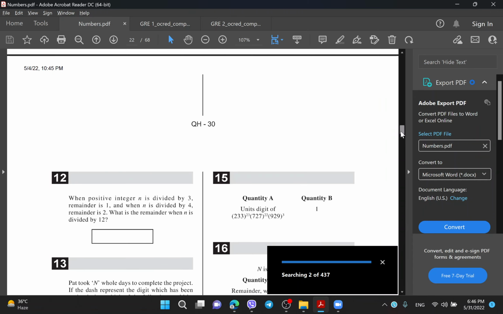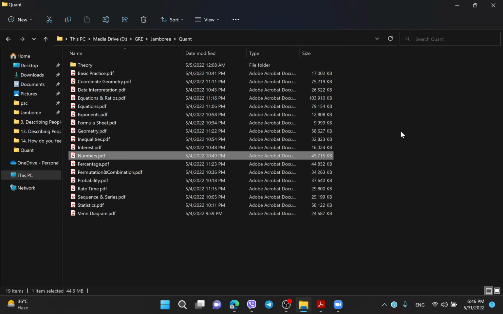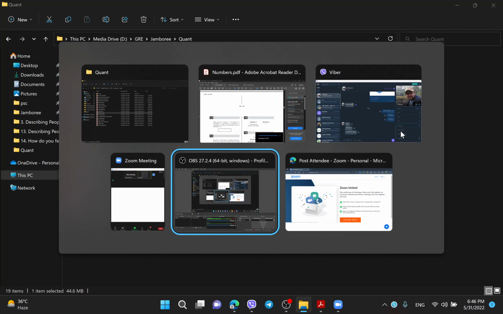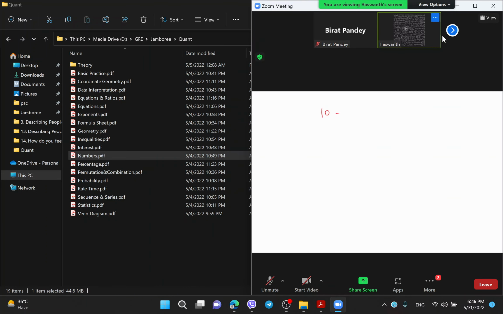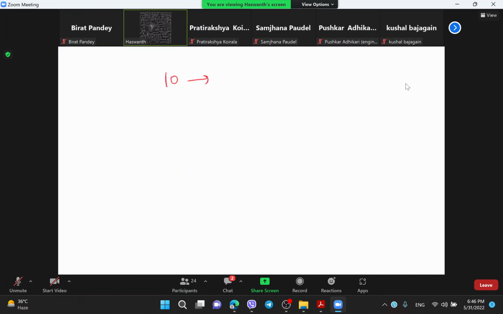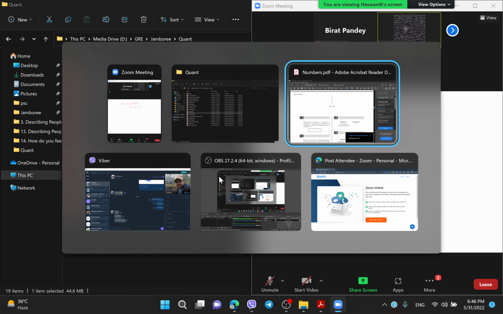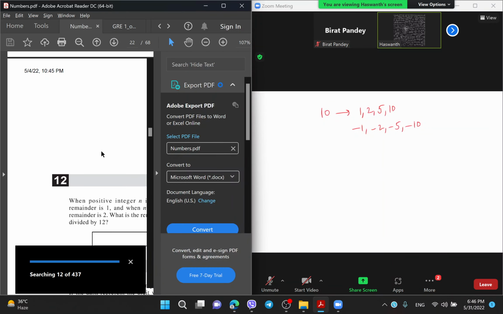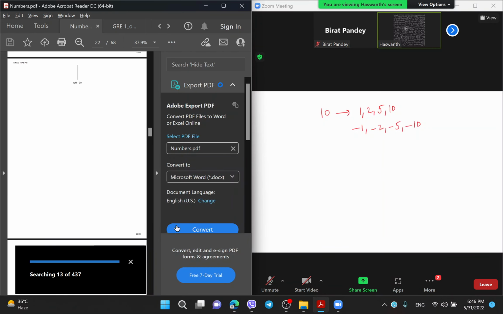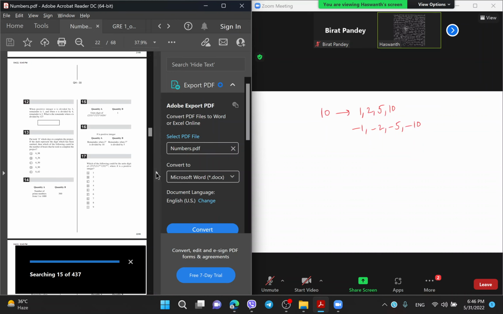Concentrate here now. Let's discuss these concepts. Divisors of 10. Divisors of 10 are nothing but factors of 10. Numbers which will exactly divide 10. 1, 2, 5, 10 are factors of 10. Similarly, minus 1, minus 2, minus 5, and minus 10 are also factors of 10, or we can also say divisors of 10. Just now we have seen this.